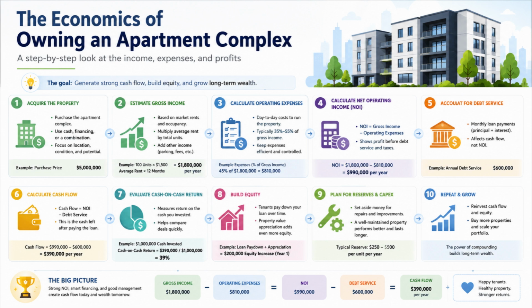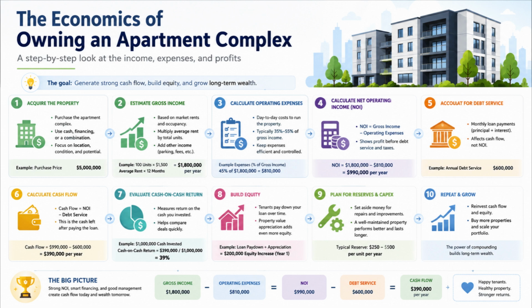After that, the owner calculates operating expenses. These are the day-to-day costs needed to run the property. Common expenses include repairs, maintenance, insurance, property management, cleaning, utilities, security, marketing, legal fees, and administration. In many apartment complexes, operating expenses may take around 35% to 55% of gross income. In this example, expenses are assumed to be 45% of $1.8 million, which equals $810,000 per year.